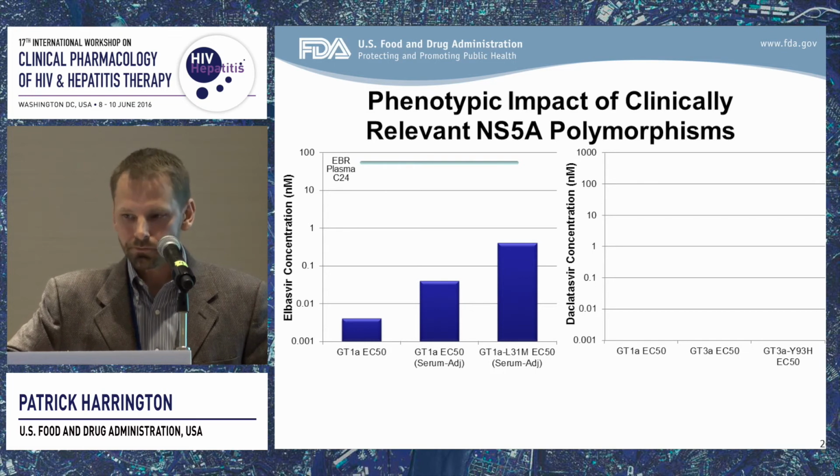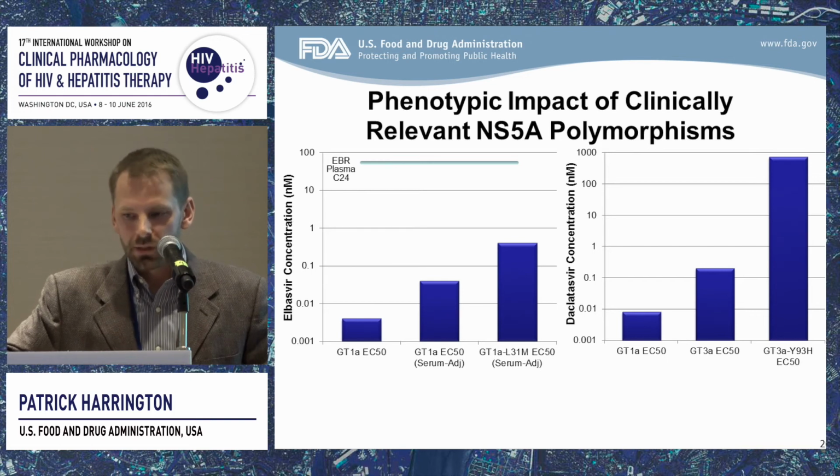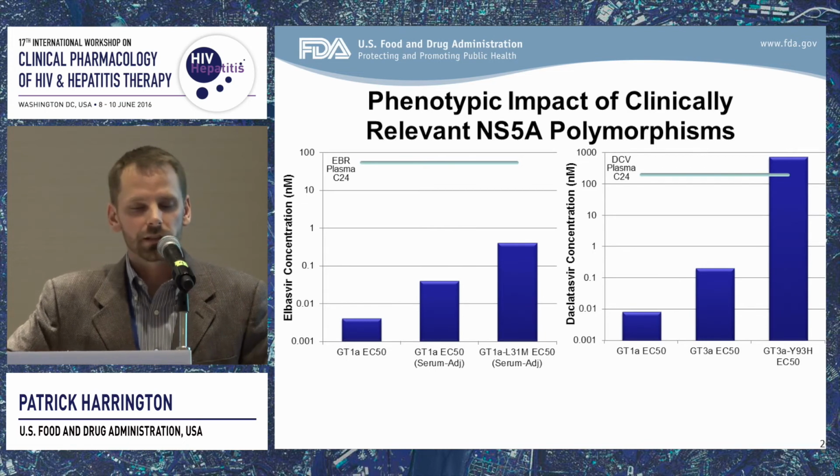resistance to Elbasvir. Now, if you contrast that with Daclatasvir, again, we have in a wild-type genotype 1A replicon single-digit picomolar activity, and there's no real serum adjustment that has to be considered for Daclatasvir. In genotype 3, the drug does have slightly reduced activity, but it's still sub-nanomolar. But then when you put in the Y93H change, you get this really dramatic shift in Daclatasvir activity. And in this case, this does approach clinically relevant drug concentrations. I'll point out that the y-axis on the right is actually an order of magnitude larger, just to further emphasize how big of a shift that Y93H change is.